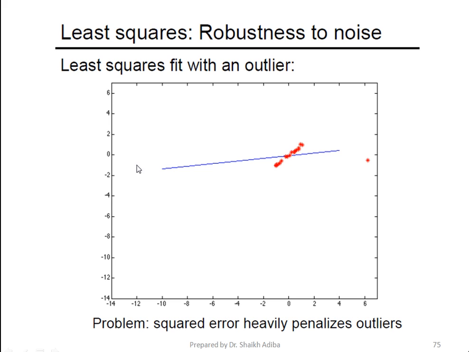If we try to draw another line and try to fit our data points, then look what we are getting here. A few data points will be mapped over the line, and the rest of the data points cannot be mapped as we have changed the direction of the line. And also we have here an isolated point. So the problem is squared error heavily penalizes outliers.